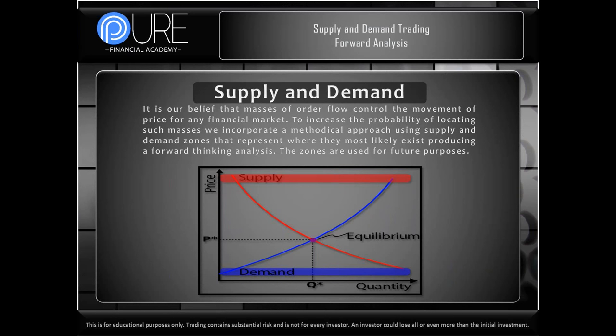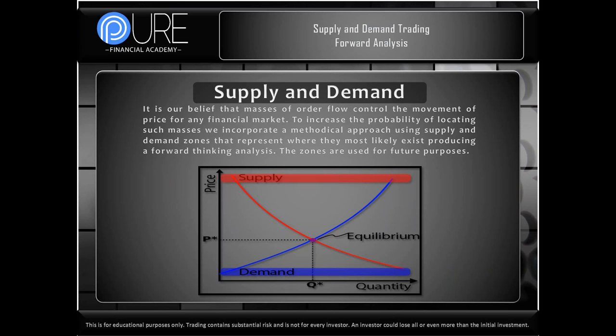To talk about supply and demand briefly, it's our belief that masses, and this is important, not just order flow, but masses of order flow control the movement of price for any financial market. For example, today in the room we looked at Bitcoin. That's a crypto market, but it's still relevant, and we can absolutely determine that on any financial market.